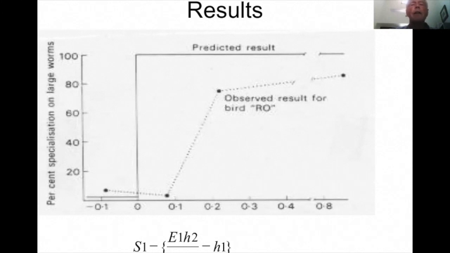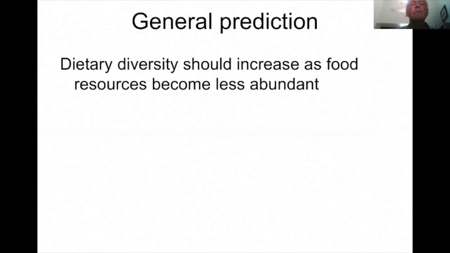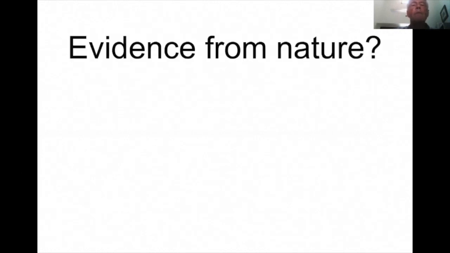So there you've got some theory and some observation and some ammunition to think about under what circumstances an organism should eat different things. So the general prediction from this theory is that dietary diversity should increase as food resources, and in particular the resources that are most valuable, become less abundant. Okay? So what's the evidence for that from nature?